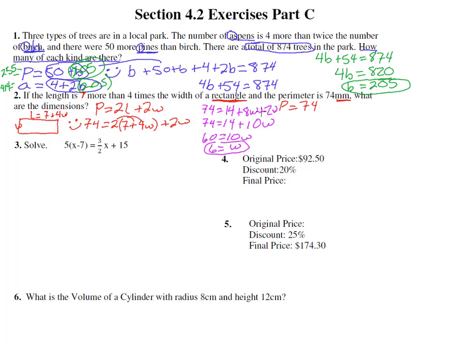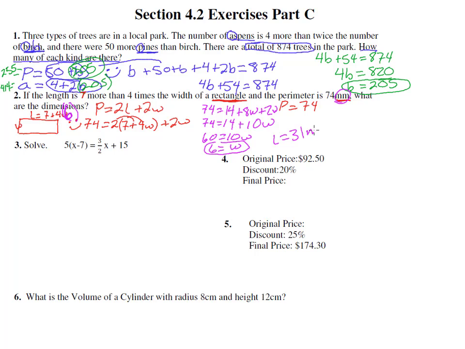W equals 6. Now, if W equals 6, then we can put a 6 right there for the W. 7 plus 4 times 6. 4 times 6 is 24, plus 7 is 31. So the length must be 31. 31 what? We are in millimeters.